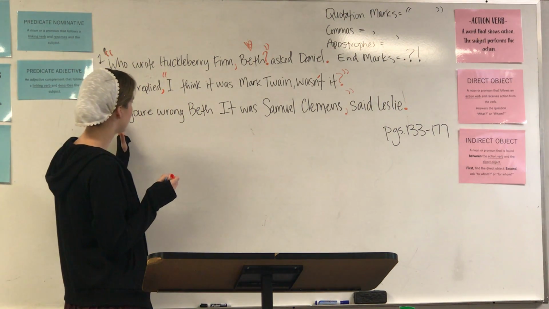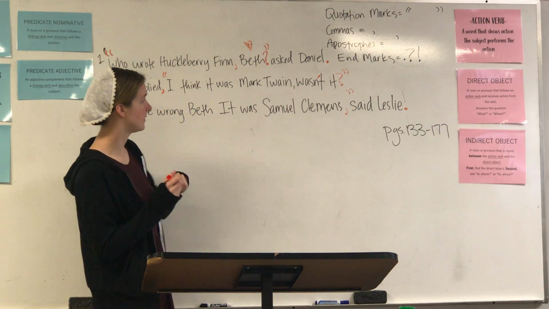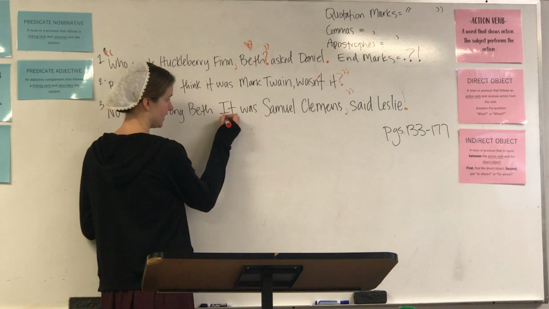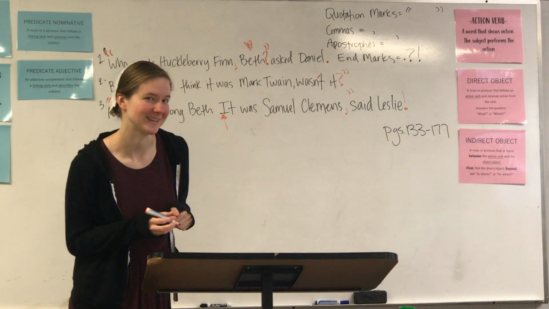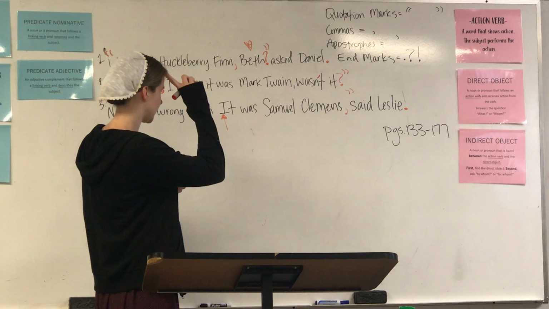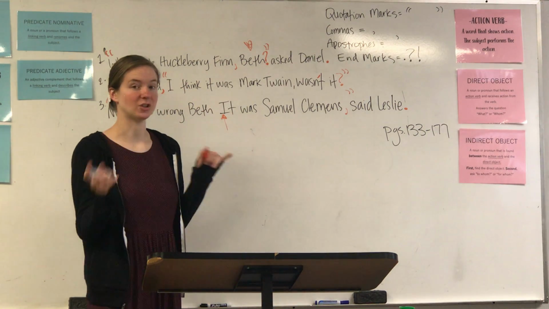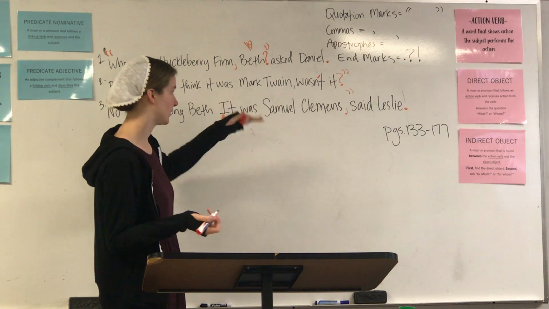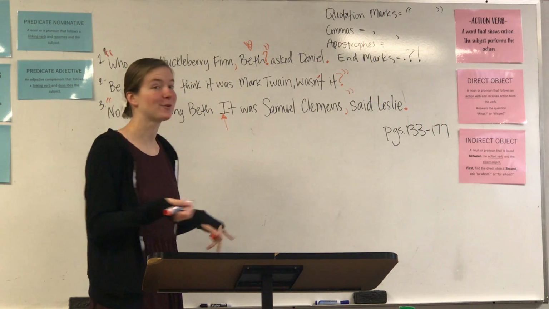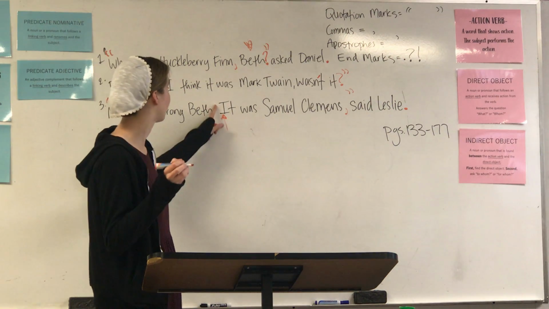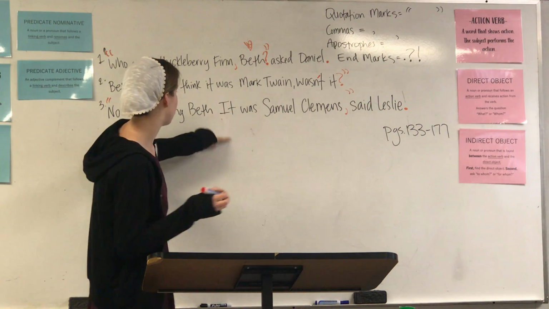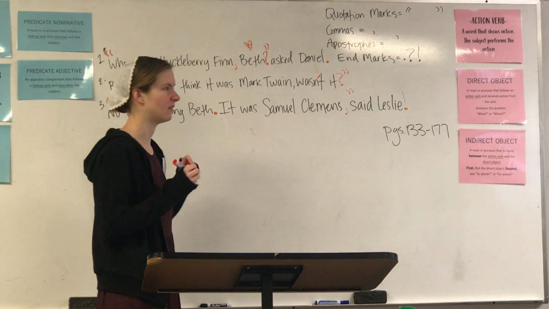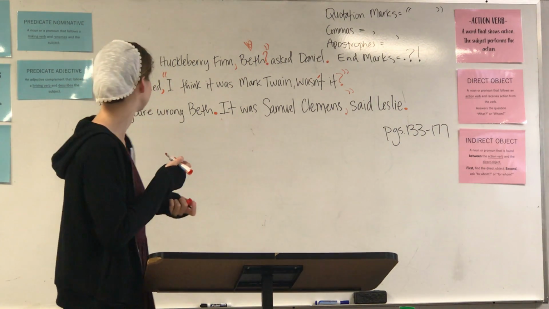If you just have, "No, you're wrong, Beth, it was Samuel Clemens," you cannot put a comma here. First of all, this is a little hint: it is never capitalized in the middle of a sentence. Also, you would need a coordinating conjunction or something to put in. "No, you're wrong, Beth, but it was Samuel Clemens." Or you need a semicolon or something. You need something so it's not a run-on sentence. You need to put a period here because the writer wants you to separate it into two sentences.